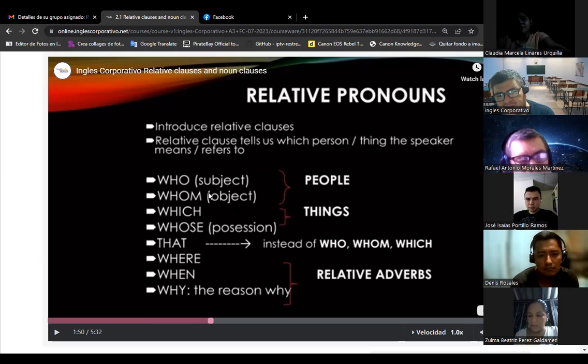Whom is the object of who. Remember, what is the subject? The one that performed the action. Good. And then what is an object? It's the one that received the action. So it's similar to me and I. Exactly. So for example, who and whom. An example of whom is: To whom it may concern.